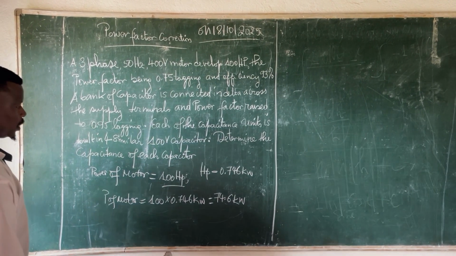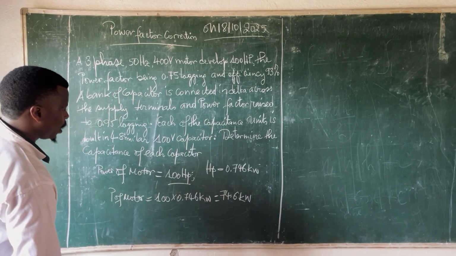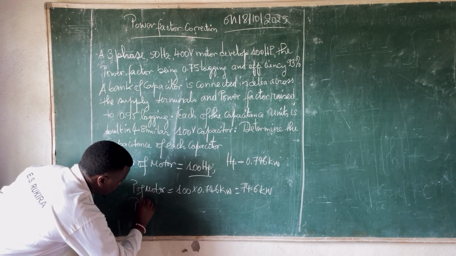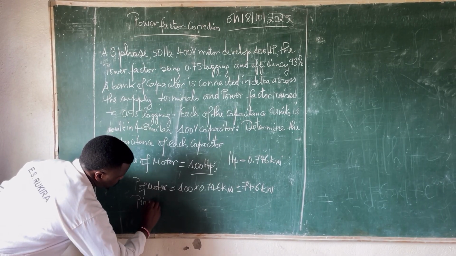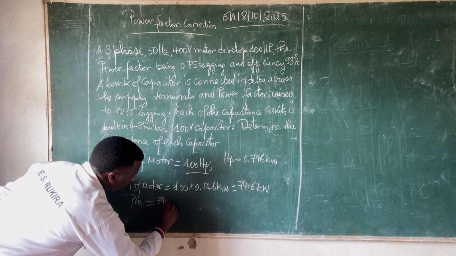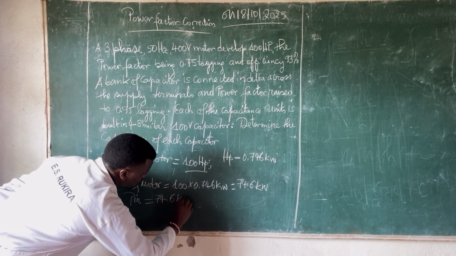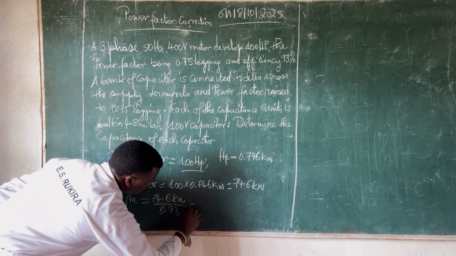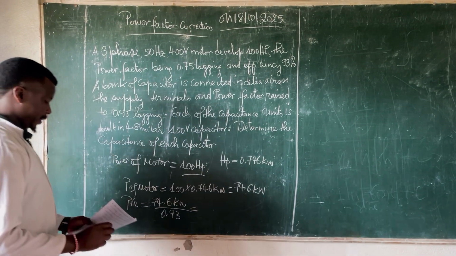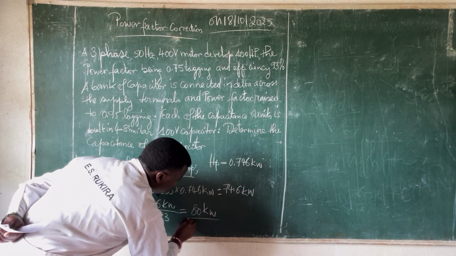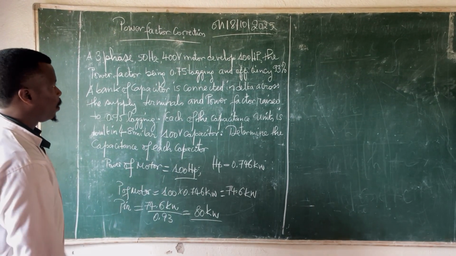And this motor is working at 93% efficiency. So let's see the power input. The power in will be equal to 74.6 kilowatts divided by 0.93, which will be 80 kilowatts.